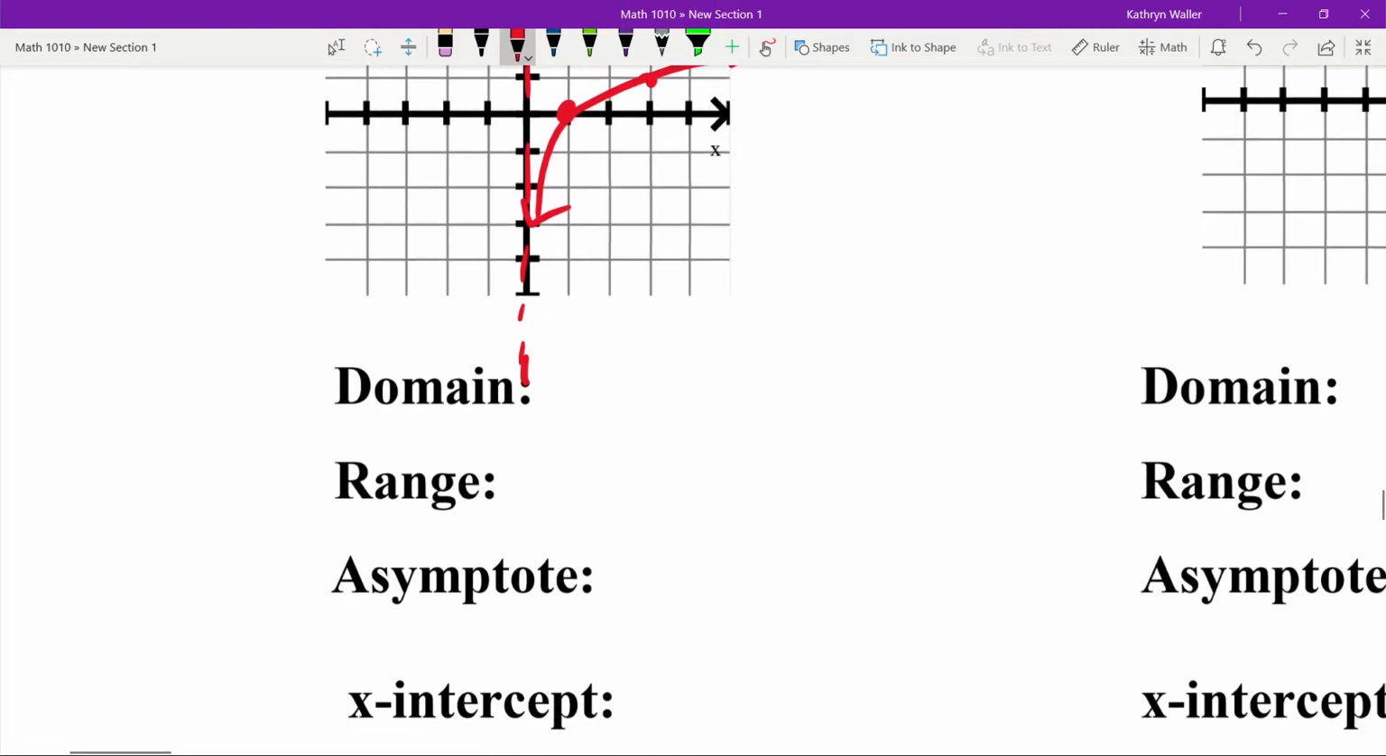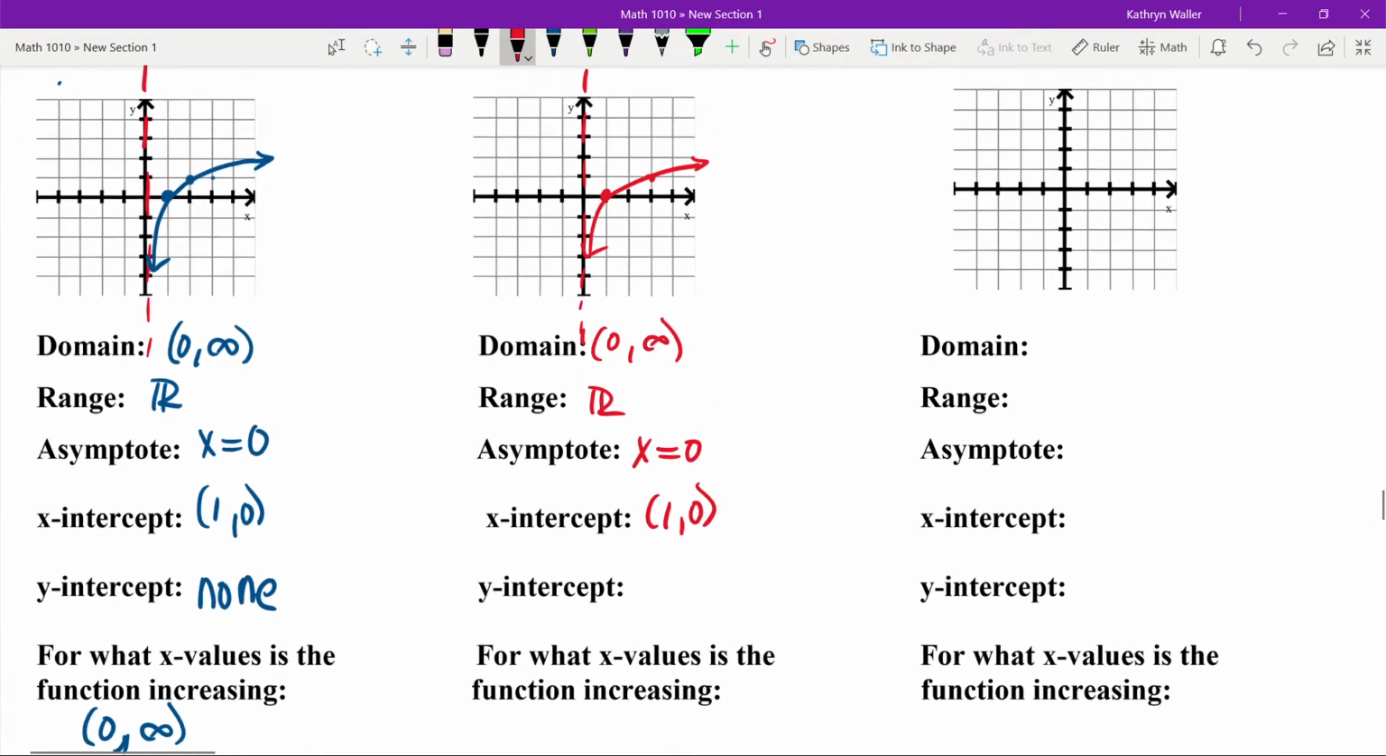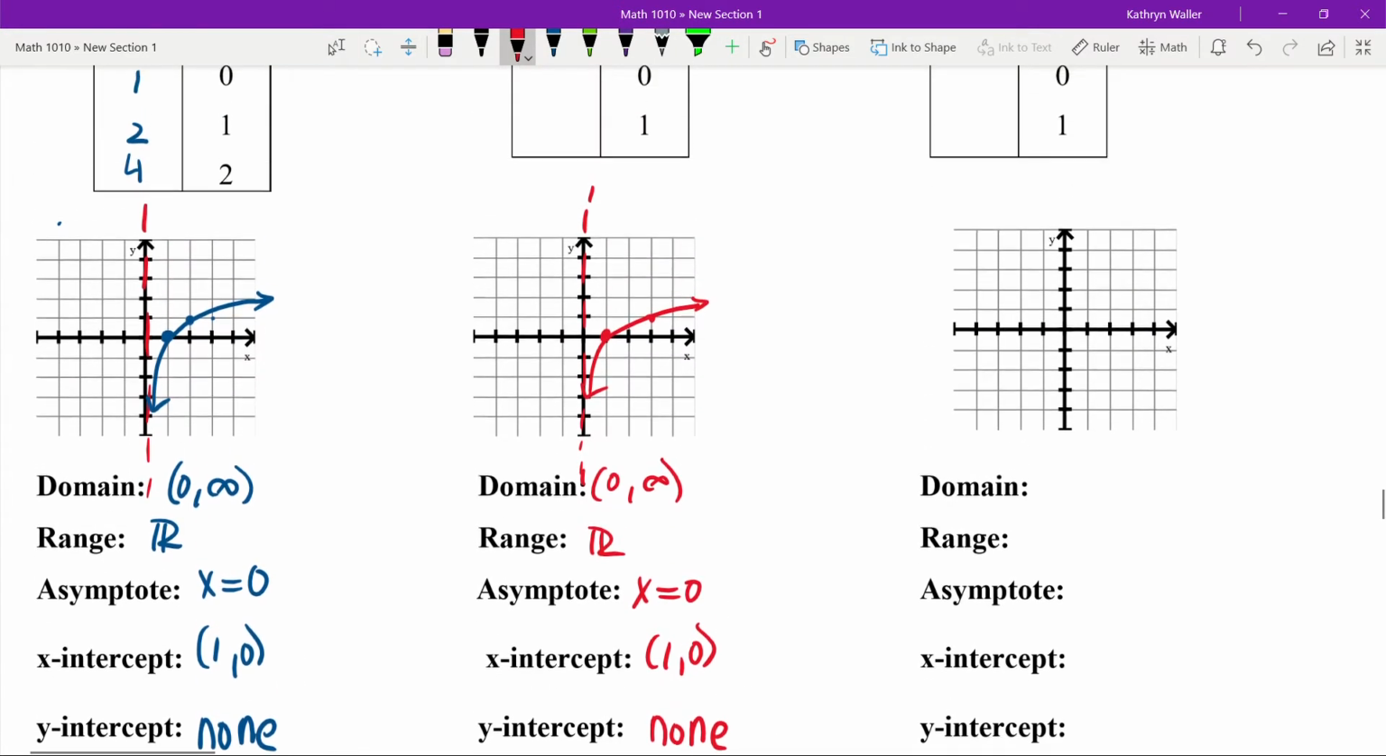Okay, yay. Domain, same as the other one, 0 to infinity. Range, same as the other one, all real numbers. Asymptote, same as the other one, x equals 0. X-intercept, same as the other one, 1, 0. Y-intercept, it's the same, none. Where's it increasing? It's the same. It's increasing on the whole right side, which is 0 to infinity.